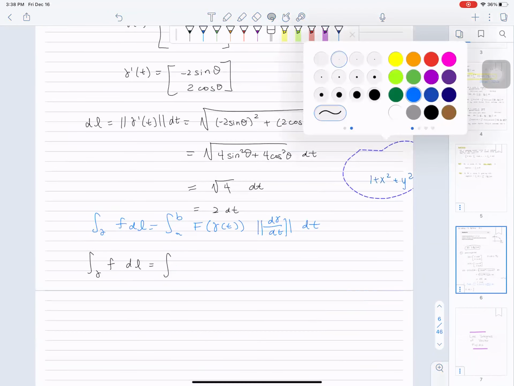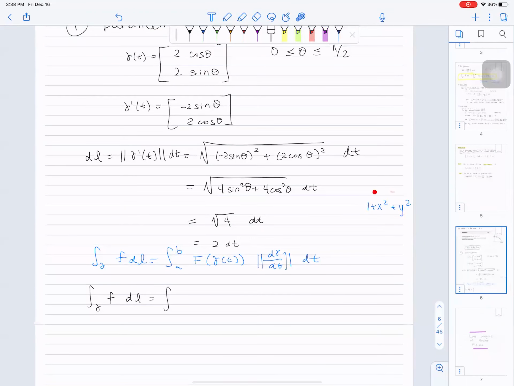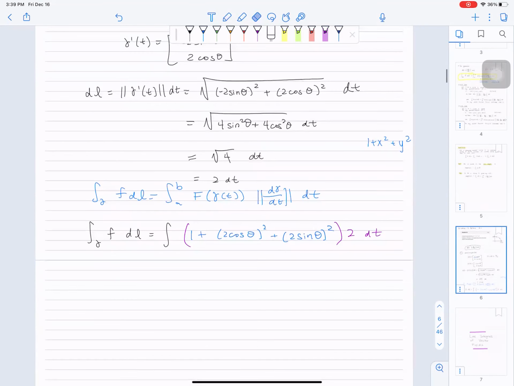If I plug my parameterization into 1 plus x squared plus y squared, what do I get? I get 1 plus x, which is 2 cosine theta, squared, plus y, which is 2 sine theta, squared. What is my length dt? Well, I just found it's 2 dt. And we want to be careful about parentheses. This is all multiplied by 2 dt.